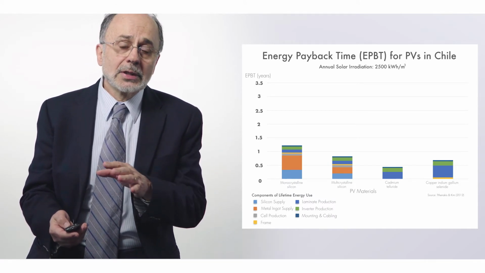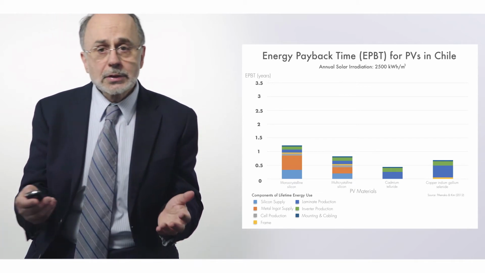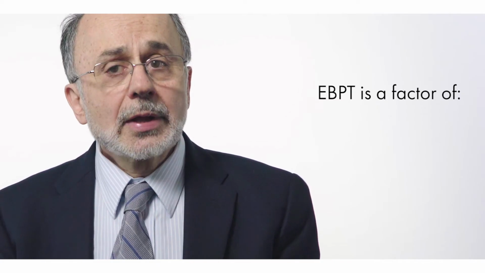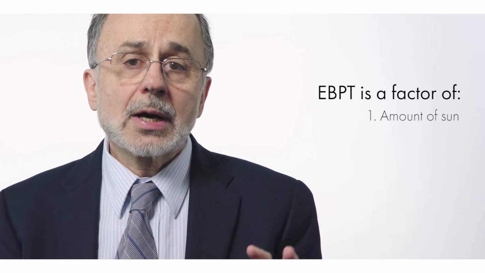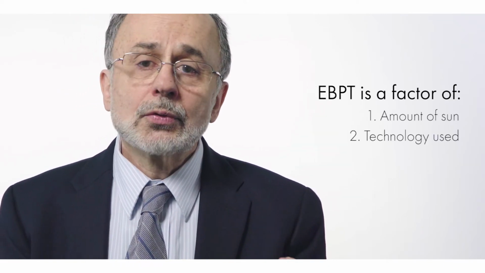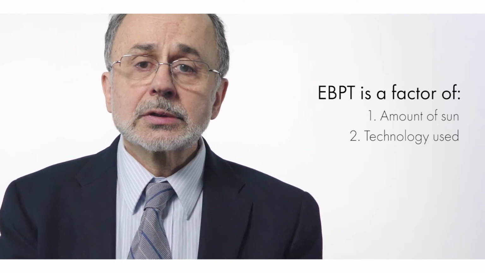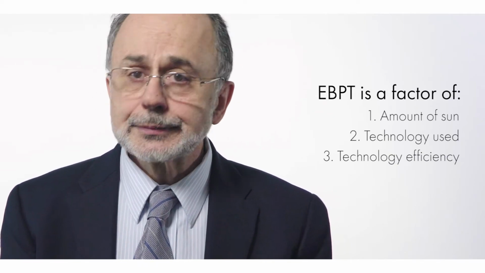And you can see different numbers there because we have different technologies, and the silicon technologies need more energy, and we have different efficiencies. So the energy payback time is a function of 3 things. One is how much sun we have. 2, what technology is used, because different technologies have different energy burdens. And 3, how efficient is the technology.